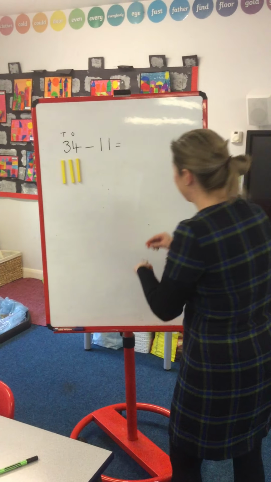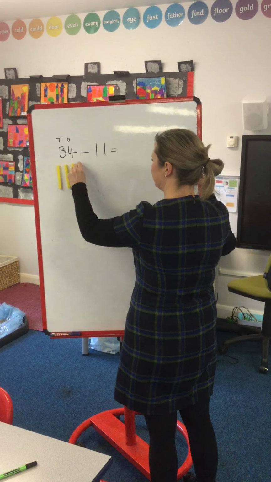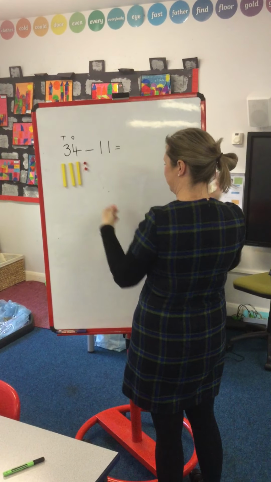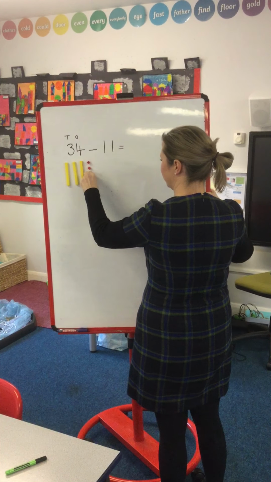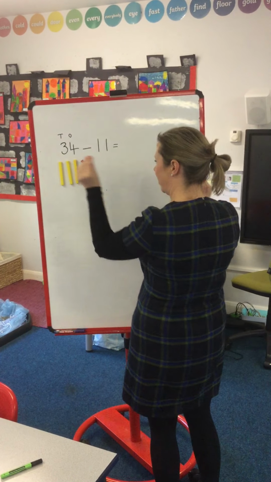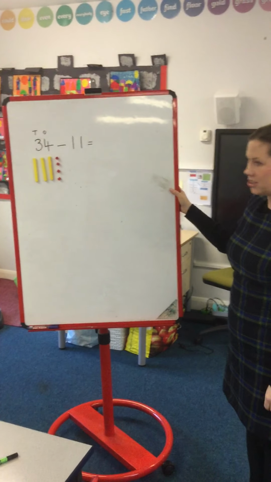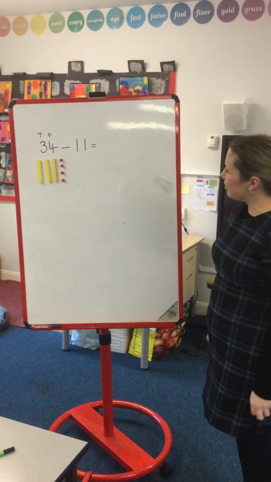So everyone help me count on from 30. So we're on 31, 32, 33, 34. And remember to stop as well, don't keep counting. Right, so we've got our 34.